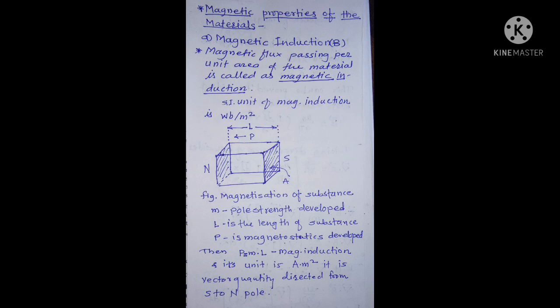So the magnetostatics P is equal to M into L. Its SI unit is ampere meter square. It is a vector quantity directed from the S pole to the N pole.